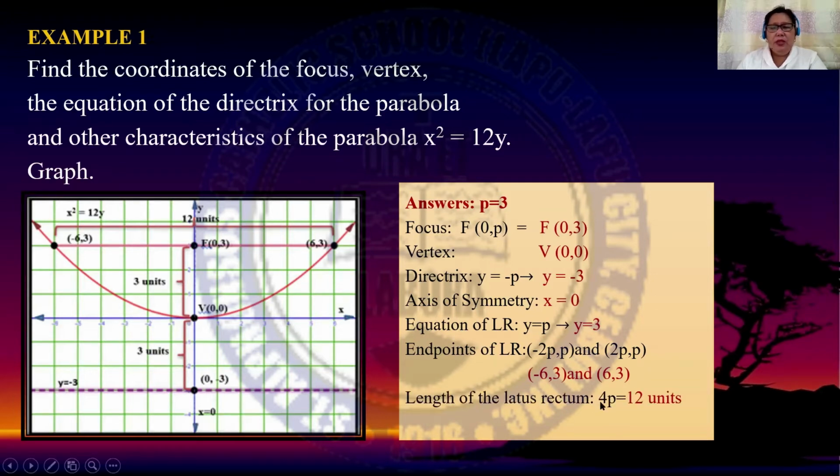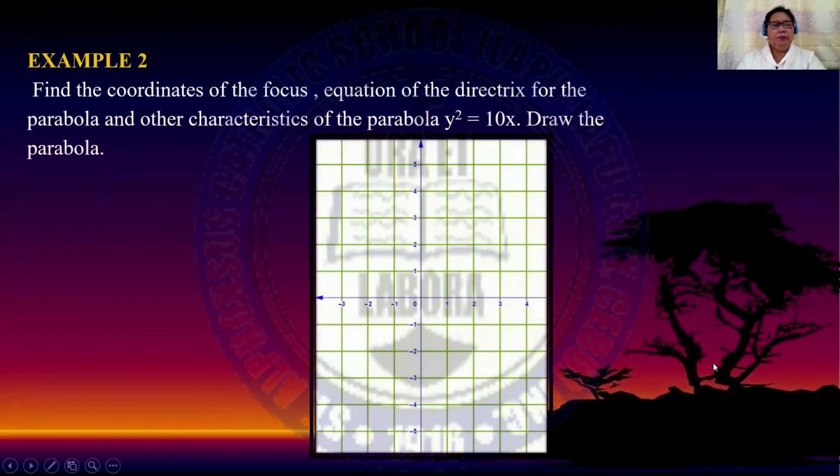The length of the latus rectum is equivalent to 4p, which is equivalent to 12 units. So when you count from here until here, that is equivalent to 12 units. And the parabola opens upward because p is greater than 0. So this is an example of a vertical parabola. Next, example 2. Find the coordinates of the focus, equation of the directrix for the parabola, and the other characteristics of the parabola.